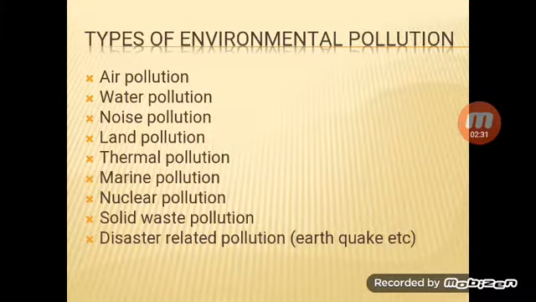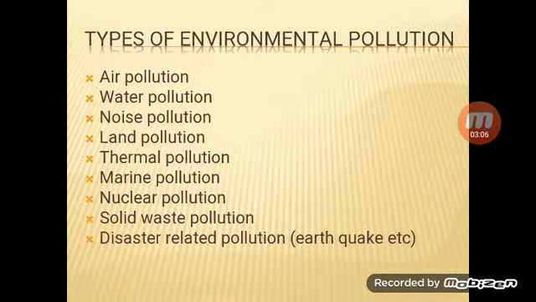Next, the various types of pollution, you may already know: air, water, noise, land. Then what is thermal pollution? It is relating to power supply. Marine is relating to the sea. Nuclear is relating to atomic substances. Solid waste is relating to solid particles put in the waste. Then disaster related pollution is based on earthquake, tsunami, lot of death, and a lot of wastage material will be coming out from each and every house, land and sea. Then it will cause some pollution. This is regarding the various types of pollution.